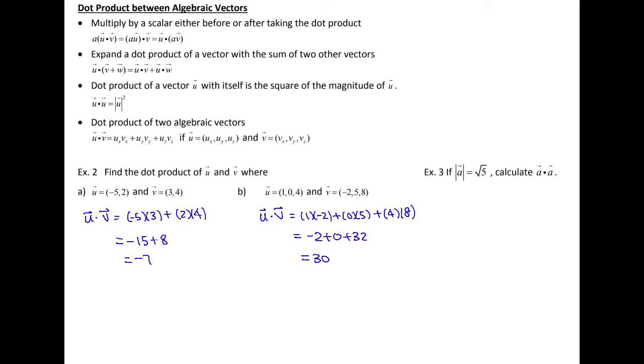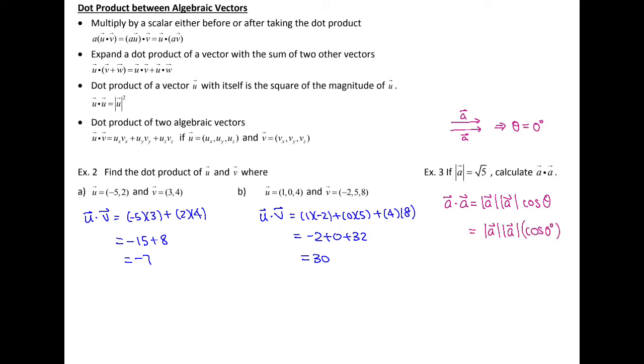Example 3. Given the magnitude of the vector A is square root of 5, we want to find out what will be the value of vector A dot vector A. So first, we write down A dot A, and using the dot product formula, we get magnitude of A times magnitude of A times cosine theta. So let's draw two vector A's together. If I want to find the angle between those two vector A's, I bring the tail of the second vector to the tail of the first vector. You will see they overlap. That means the angle between them will be 0 degrees.